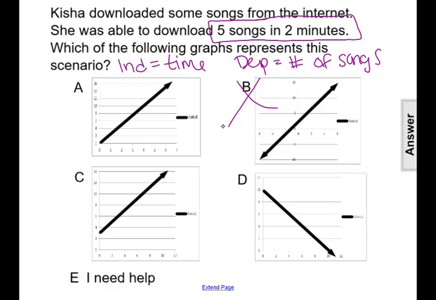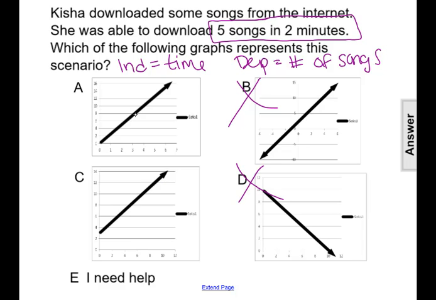Graph D is also incorrect because this is showing that as time increases, the amount of songs downloaded decreases, and that doesn't make any sense because after 2 minutes, you're going to have 5 songs downloaded. After 4 minutes, you'll have 10 songs. After 6 minutes, you'll have 15. The number of songs is increasing as the amount of time is increasing, so graph D is definitely out.